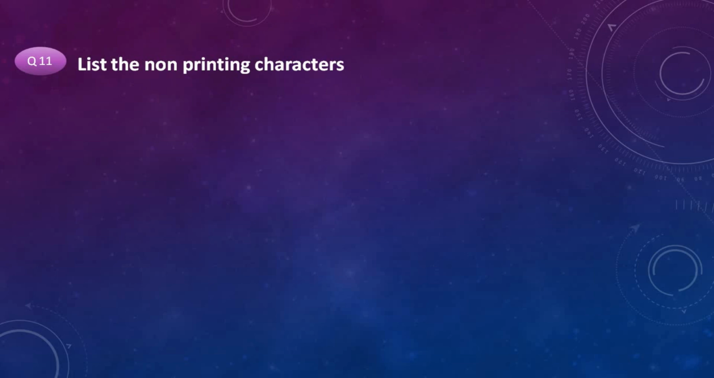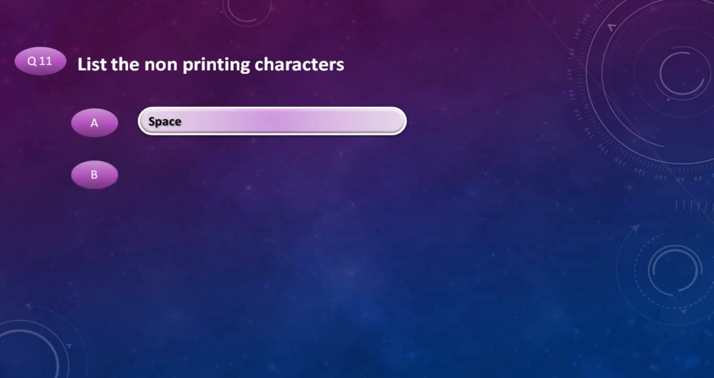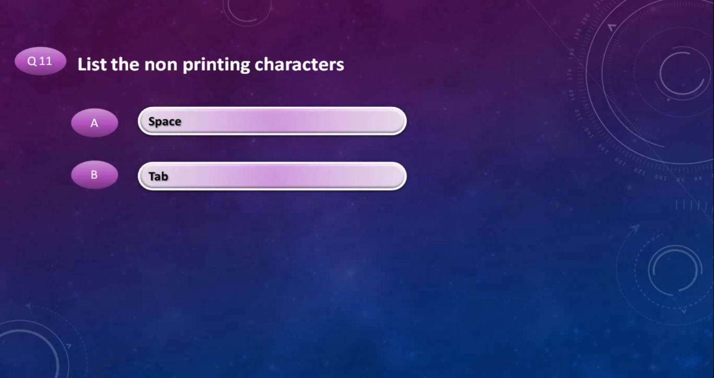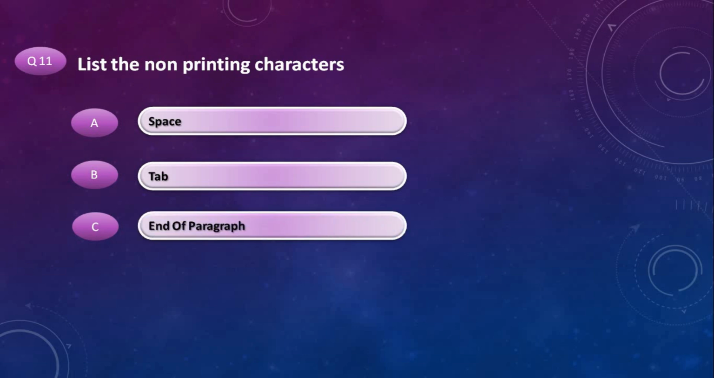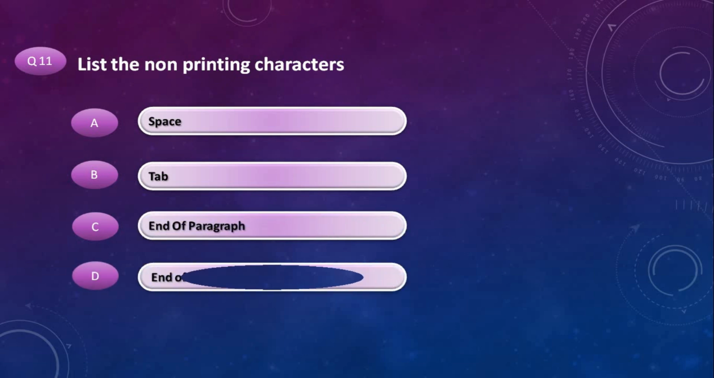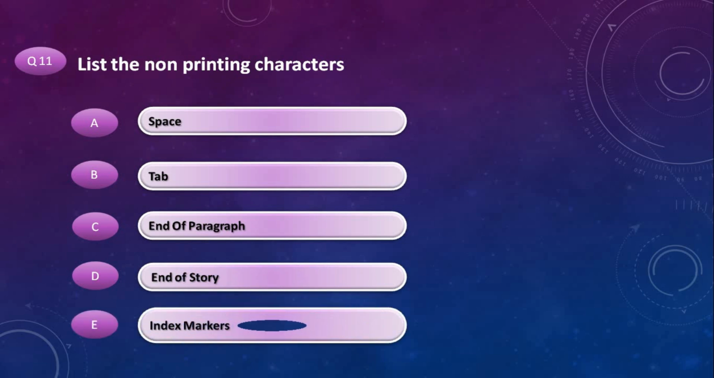List the non-printing characters. Space, tab, end of paragraph, end of story, and index markers. The non-printing characters are space, tab, end of paragraph, end of story, and index markers.